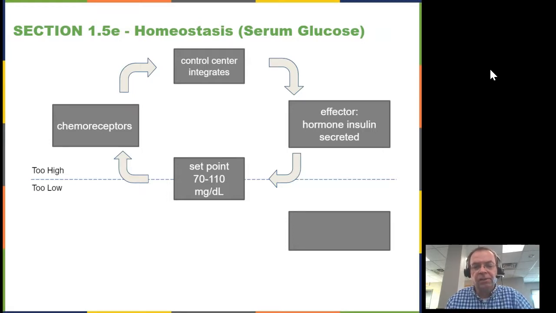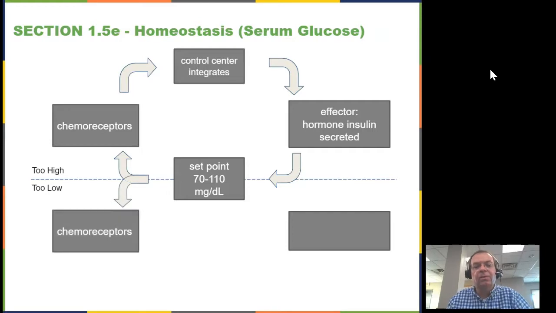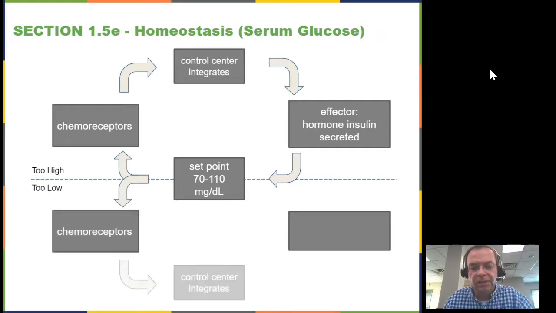Now, there are circumstances when you don't have enough glucose in your bloodstream. Like, for example, if you skip breakfast or you skip lunch and your blood sugar is running low. So what happens in that case is chemoreceptors pick up the information, send it through afferent sensory pathways to the control center. In this case, the control center again is the pancreas. And again, the pancreas decides, wow, blood sugar's a little low. We need to do something about that.